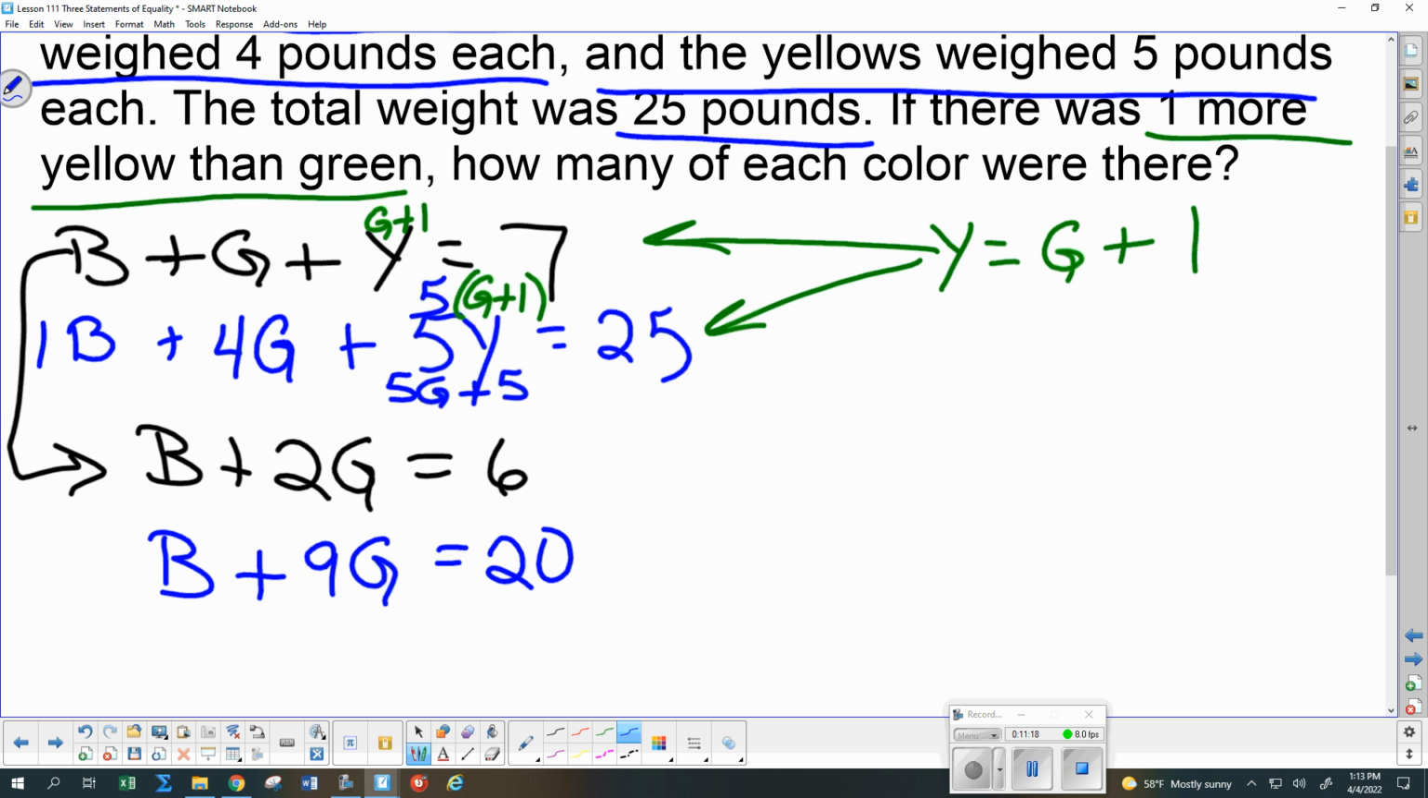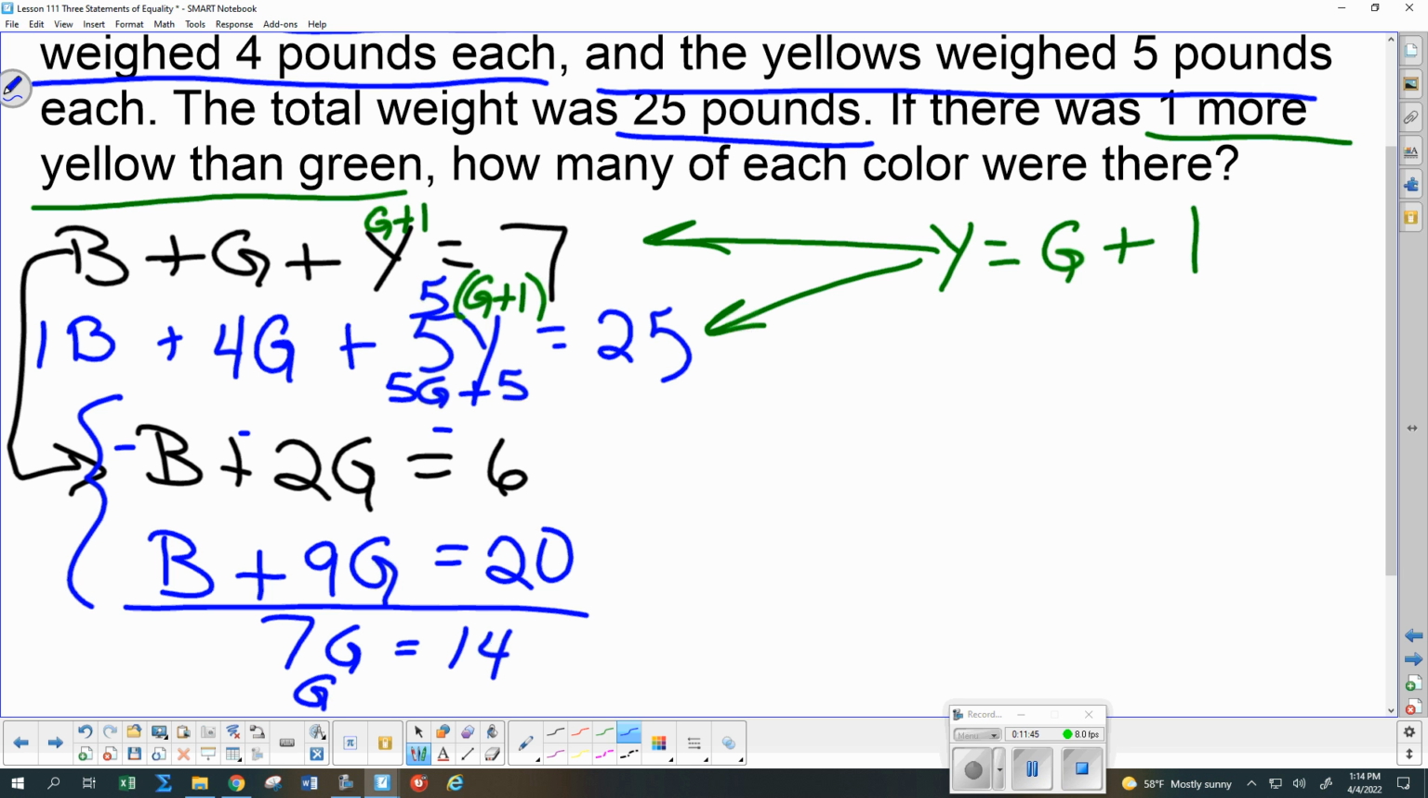Gabe, now what would you do as the next step in solving this system? Which equation? You do the bottom? Well, either one. I'm going to do the top just because that way I'll end up with some positive things. That would give me 7g is 14. If you did the bottom one instead, you'd have negative 7g is negative 14. So either way, g is 2 for our number of greens.